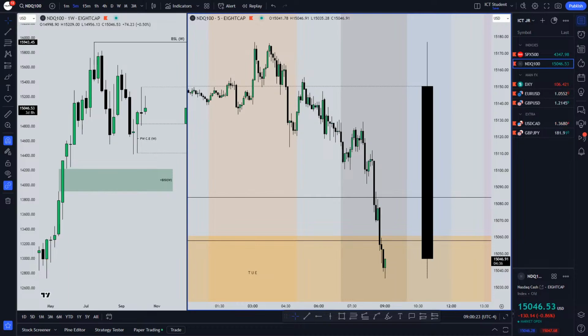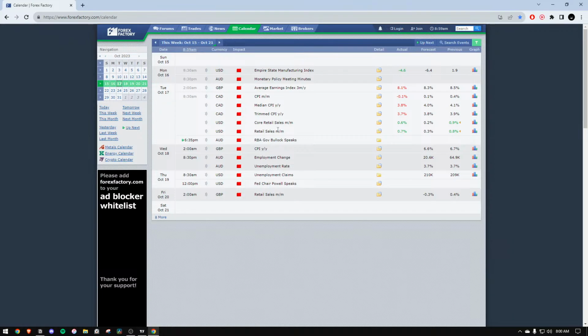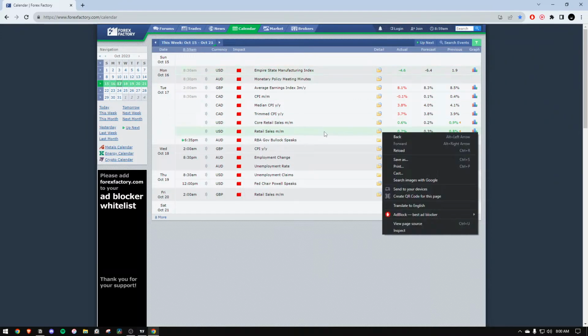Let me pull up my Forex Factory here. You can see Forex Factory. Today we had US news with US core retail sales. So we basically had news at 8:30 today. Very low impact, I should say. It didn't really impact the market. It was good for the dollar. So that's why you see dollar going up right now.